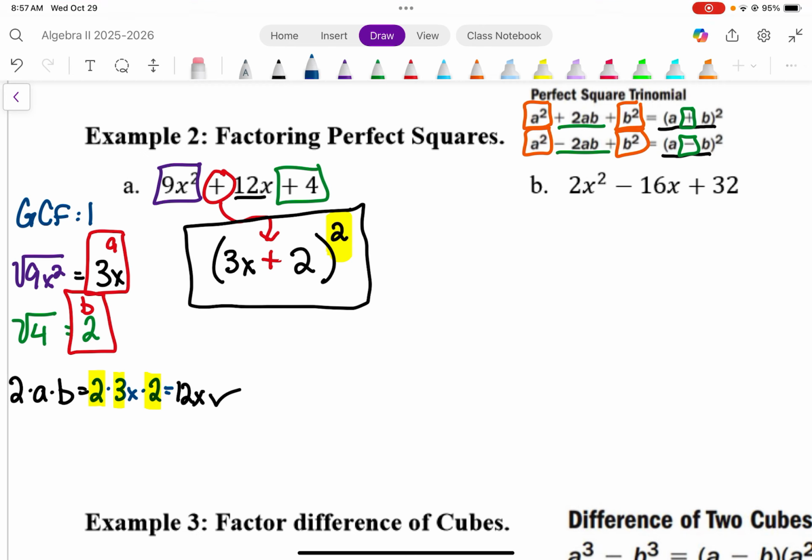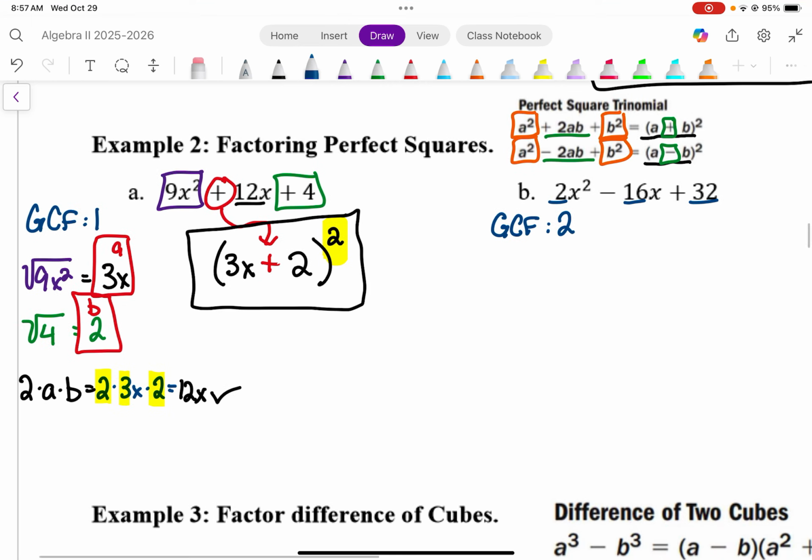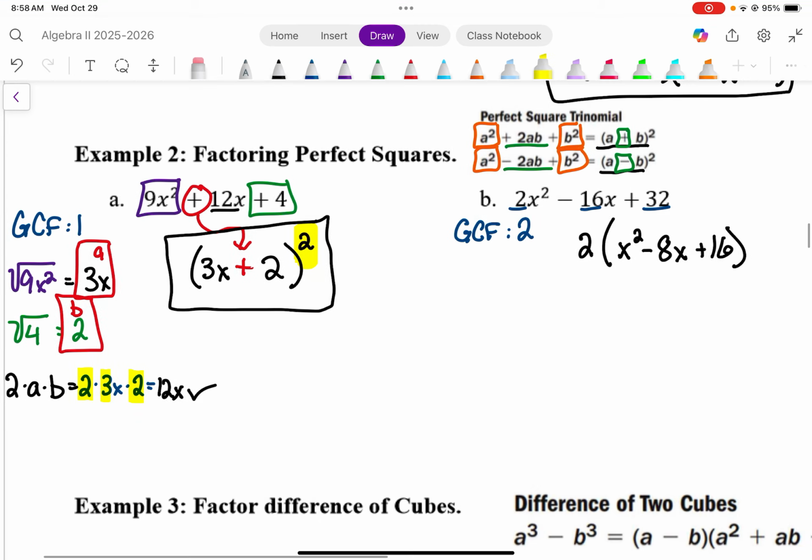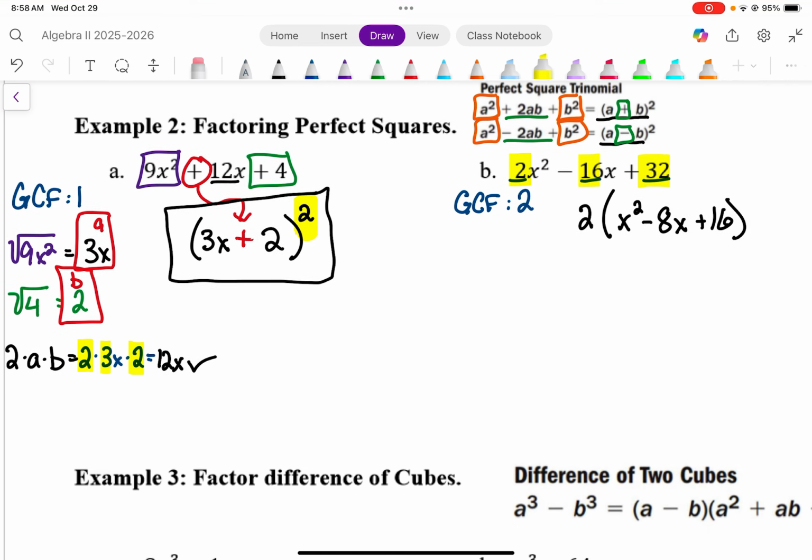Looking at example 2b, let's do another example together. You're going to look for your GCF. It's always our first step. This one, our first coefficient is a 2, and all of these are even, so we can factor out a 2. We would have 2 on the outside, which leaves us with x squared minus 8x plus 16. It's really important when you factor out that GCF, you remember to factor it out from all of your terms. That is a common mistake that we forget to do, so make sure you are checking for that.